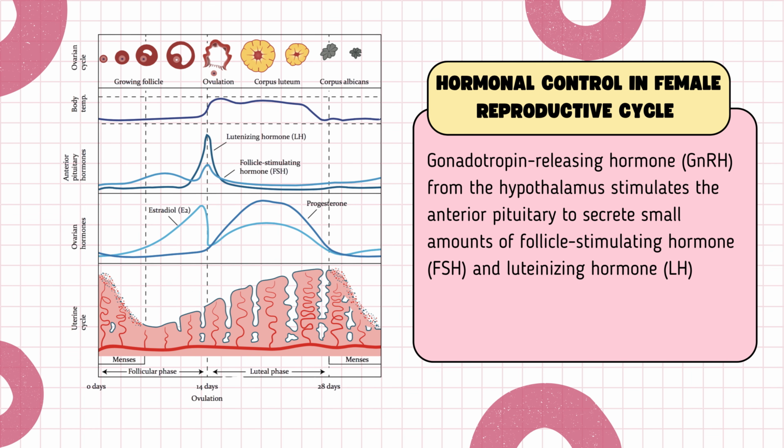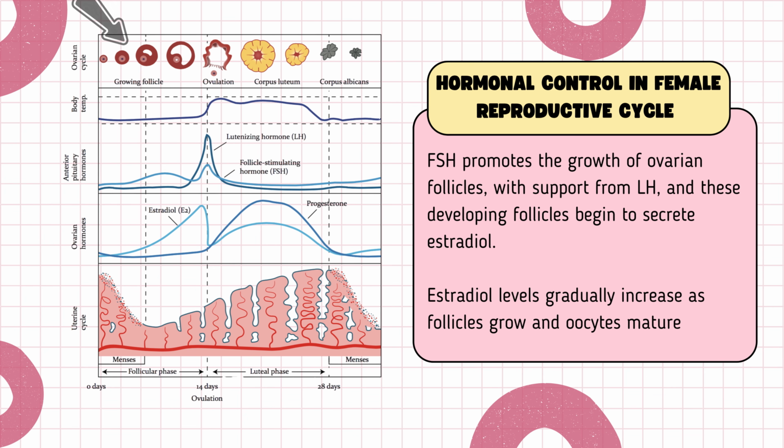The ovarian cycle begins with the release of gonadotropin-releasing hormone, GnRH, from the hypothalamus, which stimulates the anterior pituitary to secrete small amounts of follicle-stimulating hormone, FSH, and luteinizing hormone, LH. FSH promotes the growth of ovarian follicles, with support from LH, and these developing follicles begin to secrete estradiol. During the follicular phase, estradiol levels gradually increase as follicles grow and oocytes mature.